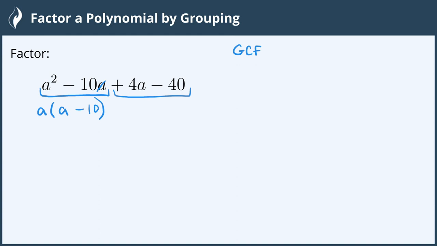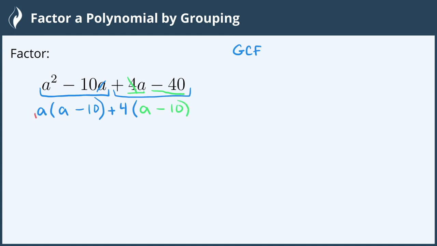Now in the second two terms, the greatest common factor is a positive 4. So I'll factor out a positive 4. That first term in this group divided by 4 is a. And a negative 40 divided by positive 4 is a negative 10.